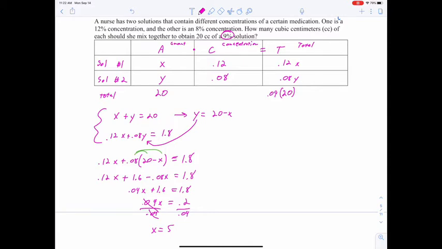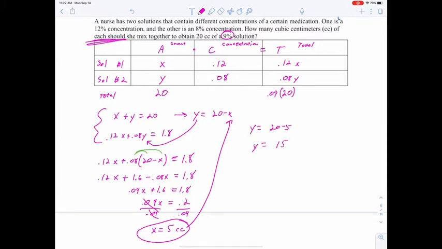So that means we're going to have 5 cc's of the 12% solution, solution number 1. So that already answers the question because it says right there, how many cc's of each? So x and y we have to find, right? We just found x. Y is nice and easy, though, because we could just plug in right there, can't we? So y equals 20 minus 5, so y equals 15 cc's of the second concentration. And there you go. We got the answer.